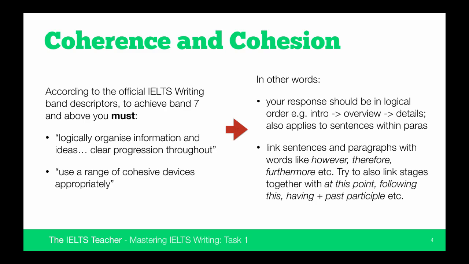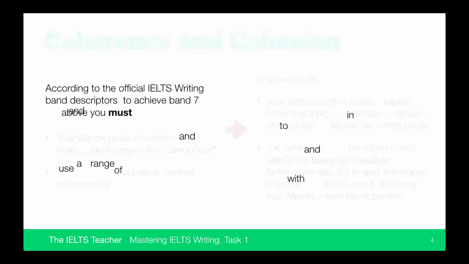And this idea of a clear progression throughout also applies to sentences within the paragraphs. One way we can improve the progression between sentences within paragraphs is to link these sentences and paragraphs together with words like however, therefore, furthermore, and also to link stages together with expressions like at this point, following this, or having plus the past participle, etc. This is how we can make our response a little bit more cohesive and coherent.